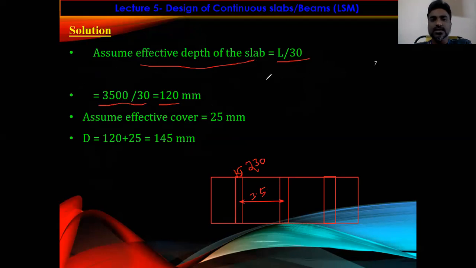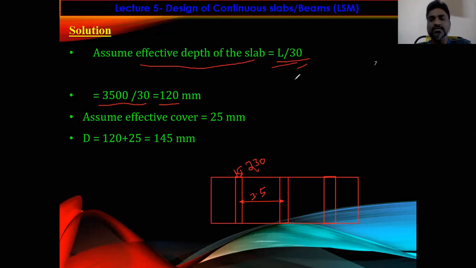It is not compulsory that you have to take only L by 30. It is just an assumption. Based upon your experience, you can assume or directly take some value. I have considered L by 30; you can take L by 25 or L by 35, whatever value is feasible for you. One more thing: I am assuming the effective depth. Otherwise, you can assume the overall depth of the slab instead. Either way, you can assume one and find out the other value. So here I am assuming effective depth as L by 30.